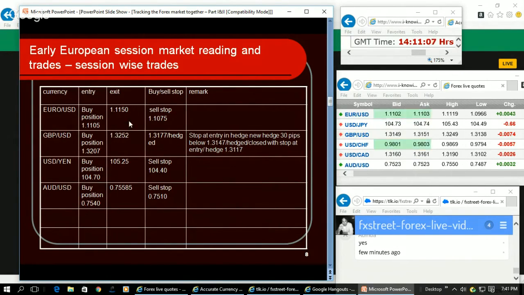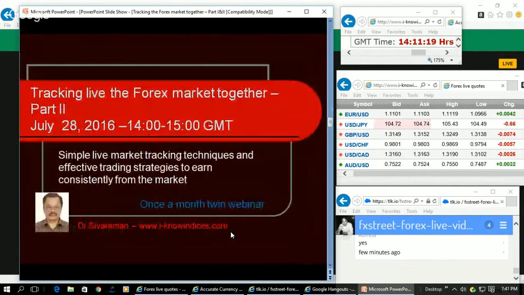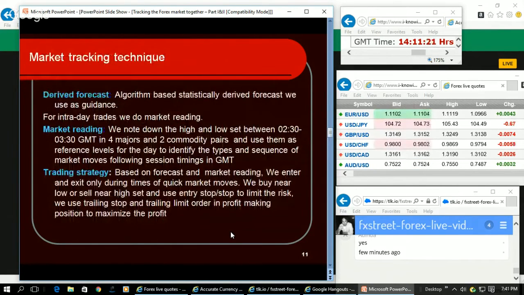So for the US session, I'm going to hold the same positions, and I will watch till 15 GMT along with you and try to find out how exactly we are going to see profit in those positions. Now coming to the US session trades, let me explain that my trading system involves three components, namely the derived forecast, the market reading, and the trading strategy.